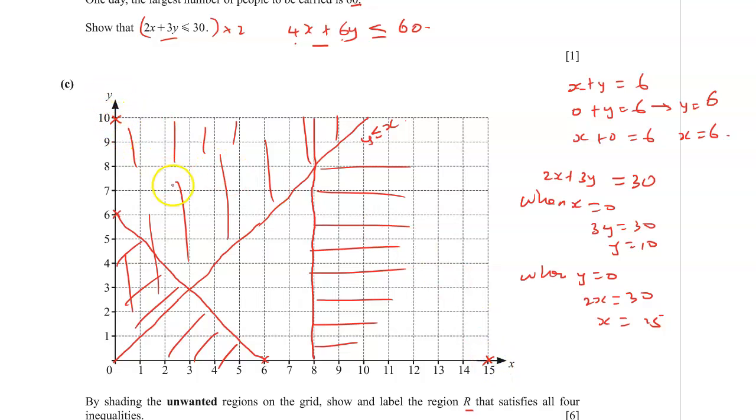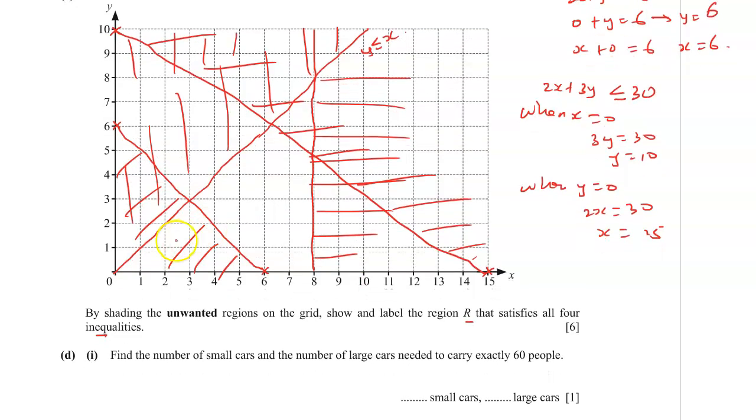So draw a line all the way to 15. And the inequality says it's less than or equal to 30. So this is the unwanted region. That is the unwanted region. So the region that is satisfied by the four inequalities is this region here. Very well.